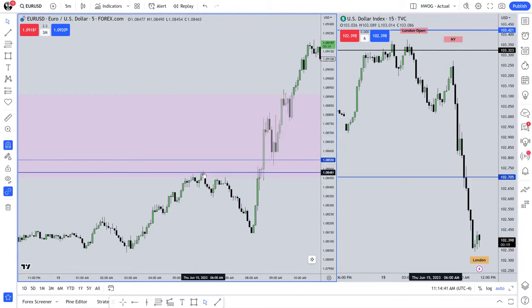Now, why am I not using the low of the order block? Because that gap is there. The inefficiency takes precedence over the order block.